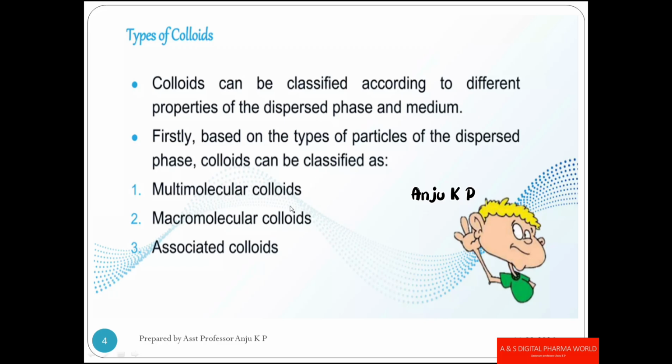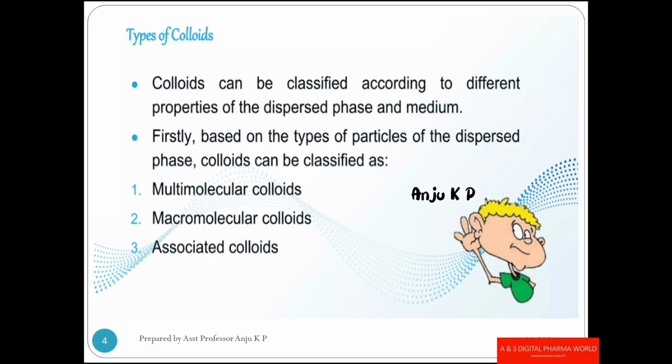Next comes the macromolecular colloids. Here the dispersed particles are individual large molecules whose molecular size itself falls within the colloidal range. So you can think of one very large molecule that behaves as a colloidal particle, which we are going to call macromolecular colloids. Examples you can give are protein, starch, cellulose. Macro means large molecules behaving as colloidal particles.